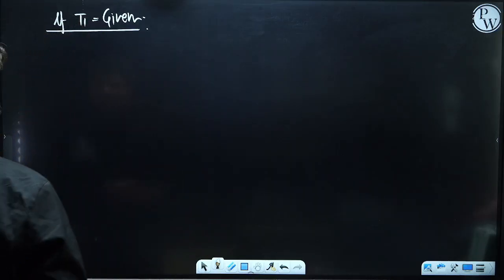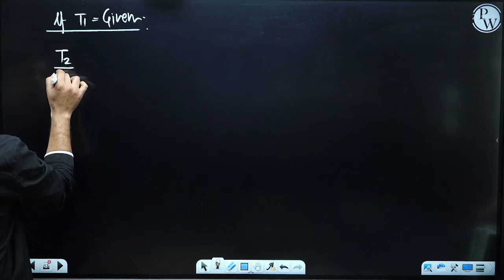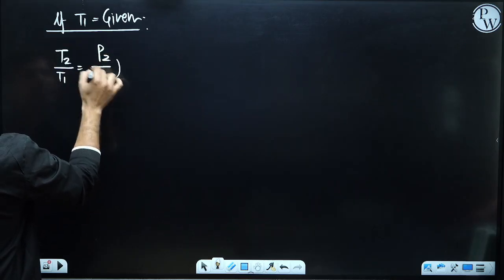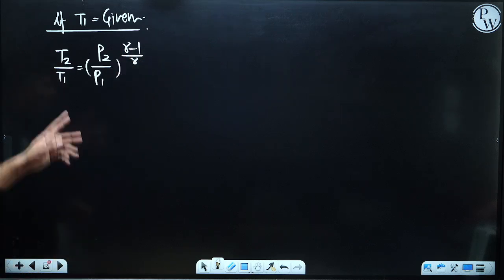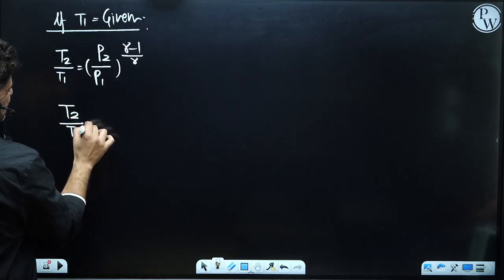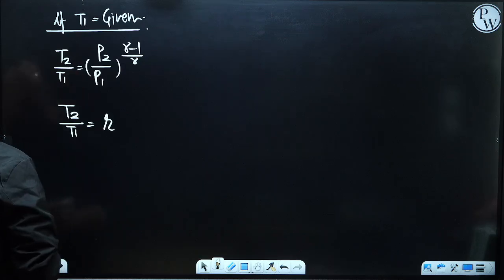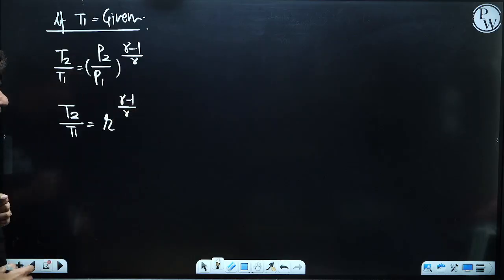To calculate T2, we use the relation PV to the power gamma equal to constant. That means T2 by T1 is (P2 by P1) to the power (gamma minus 1) over gamma. And what is P2 by P1? I am sure everybody has now understood that this is the compression pressure ratio, not compression ratio, pressure ratio. So it is r to the power (gamma minus 1) over gamma.